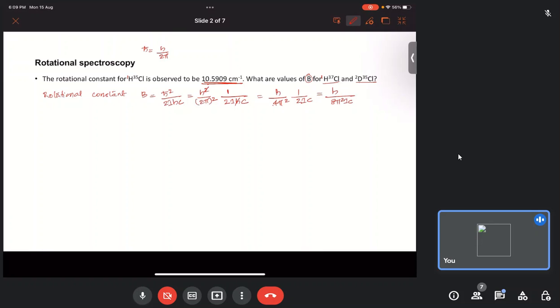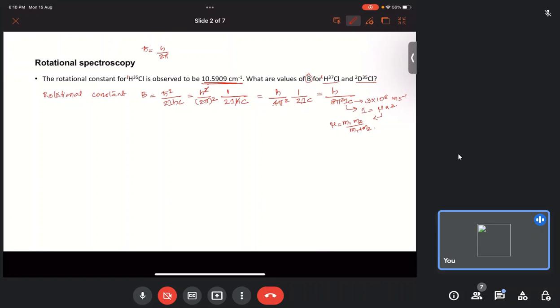This way I'm just rewriting the formula so that my calculations are much easier, where I is the moment of inertia and c is the speed of light, which is 3 into 10 to the power 8 meter second inverse. I is equal to mu r square, where mu is given by m1 m2 by m1 plus m2.